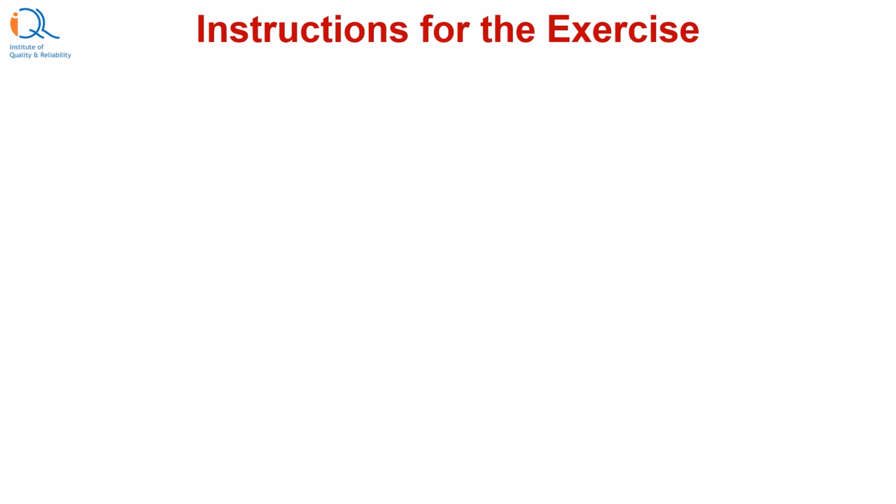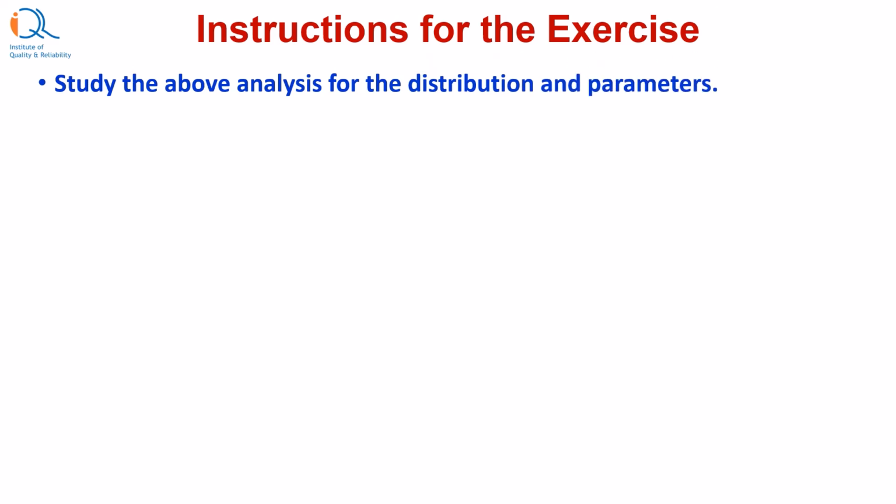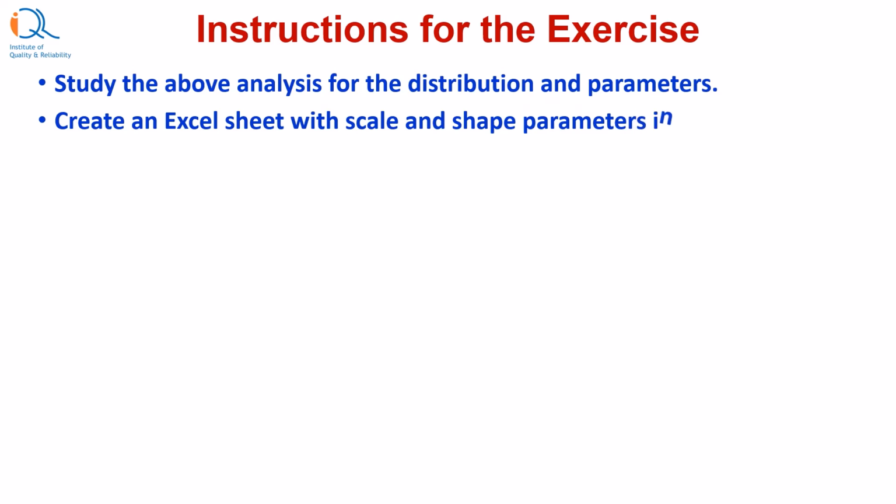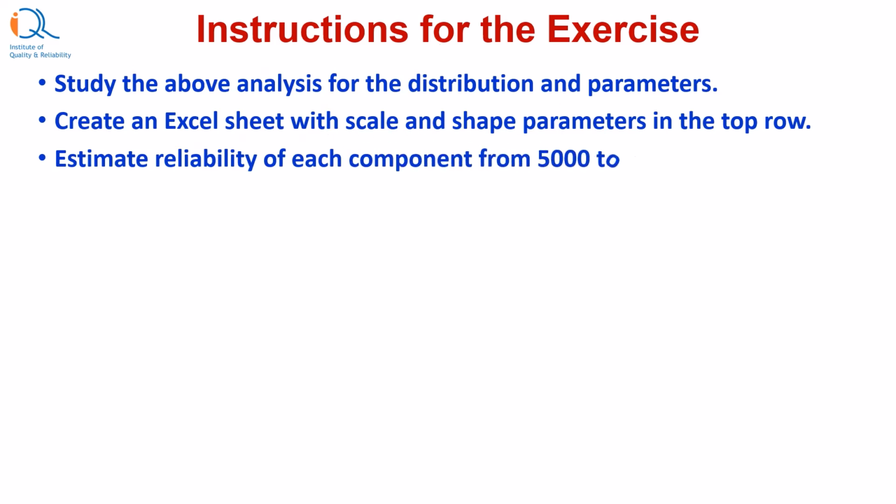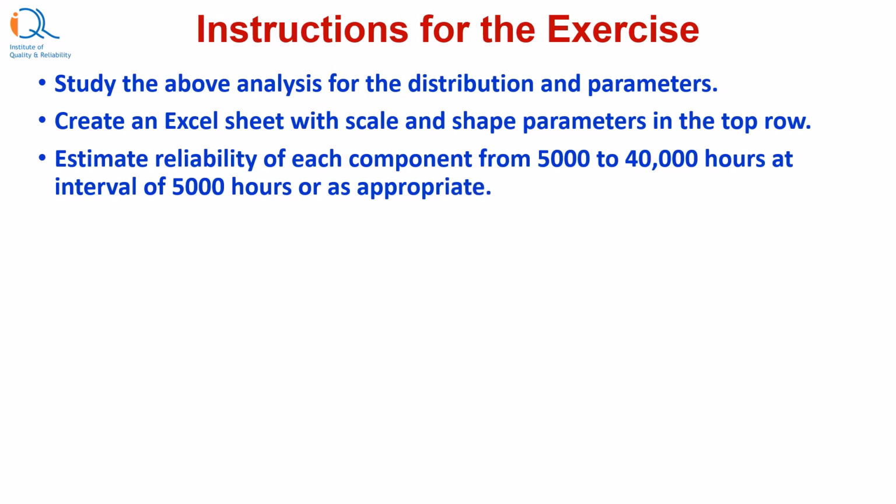Instructions for the exercise are as follows. Study the above analysis for the distribution and parameters carefully for each component and failure mode. Create an Excel sheet with scale and shape parameters in the top row. Estimate reliability of each component from 5000 to 40,000 hours at intervals of 5000 hours or as may be appropriate, using the above parameters.